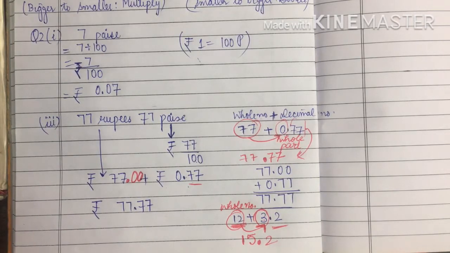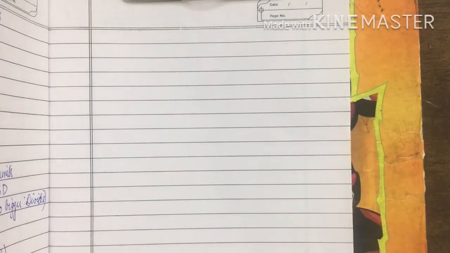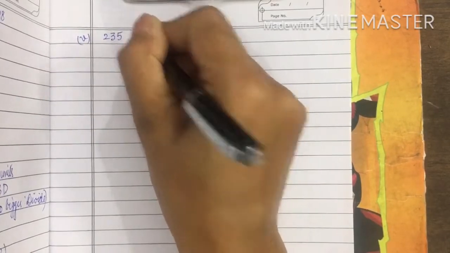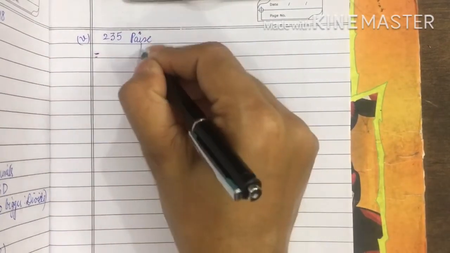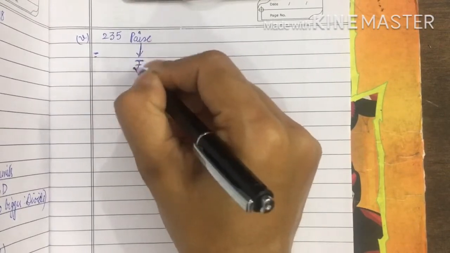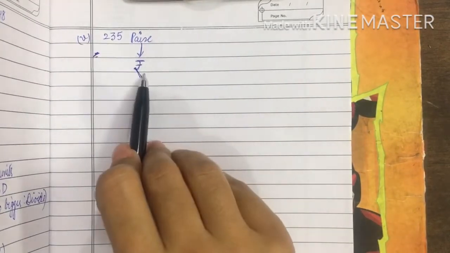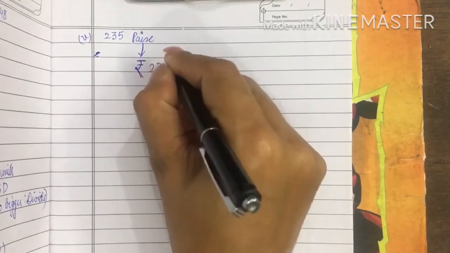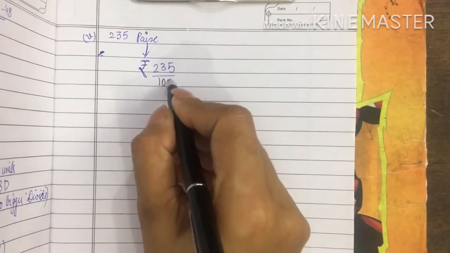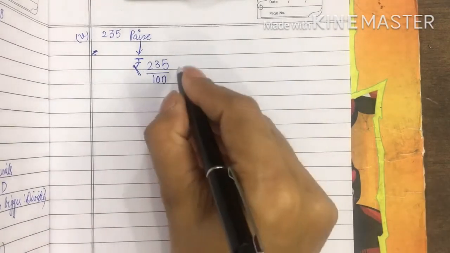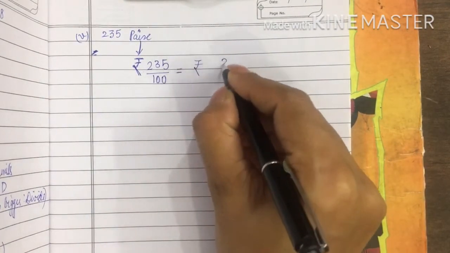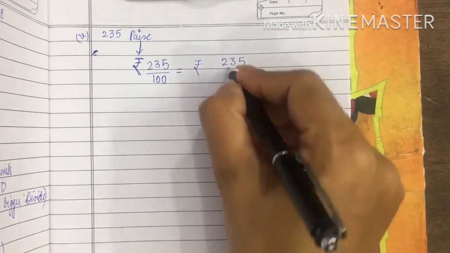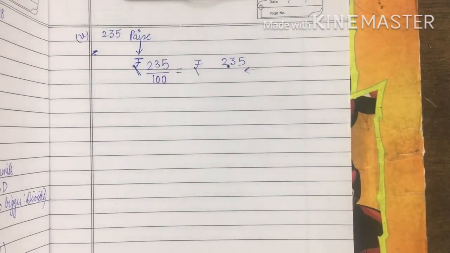Let's do another part. We are doing the fifth part. We have 235 paise. We want to change it to rupees. This will become rupees, and at the same time, when I change this into rupees, I'm going to write 100 under it. So 235 over 100. Just change it into a decimal number. Count 2 digits from the end, so the point will be here. This is your answer for the fifth part.